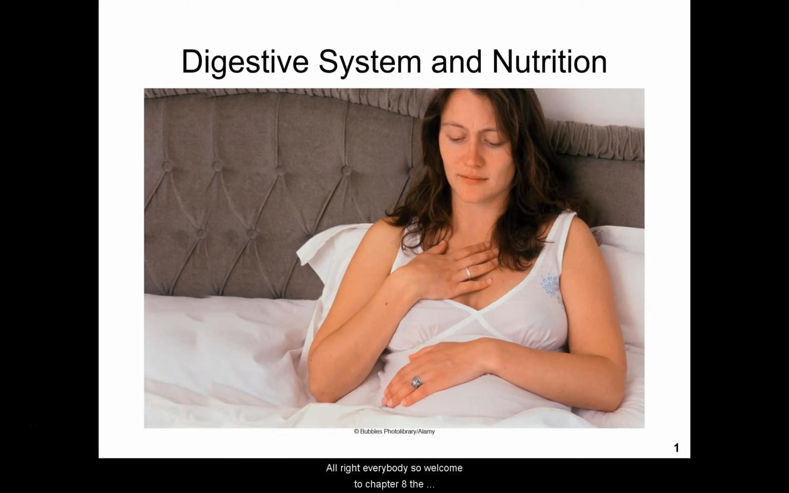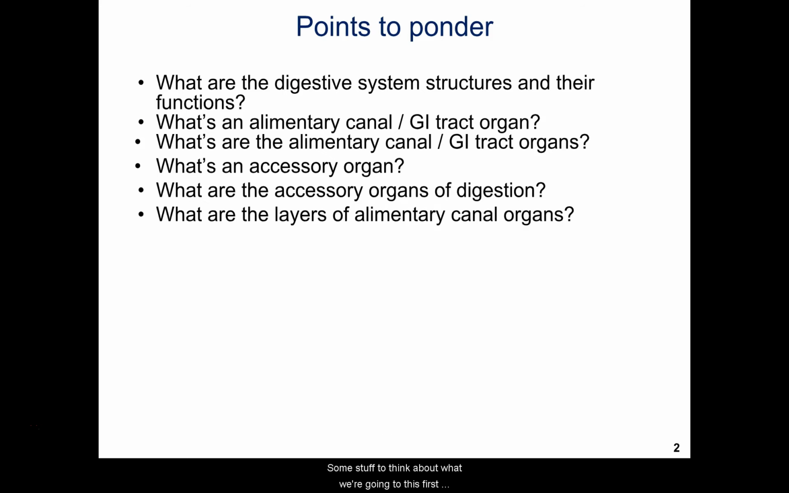All right, everybody. So welcome to Chapter 8, the digestive system and nutrition. So some stuff to think about while we're going through this first lecture. What are the digestive system structures? What are their functions? What's an alimentary canal / GI tract organ? Goes along with what are the alimentary canal organs. Also, what's an accessory organ? And what are the accessory organs?